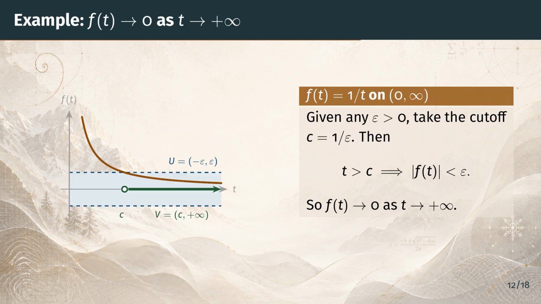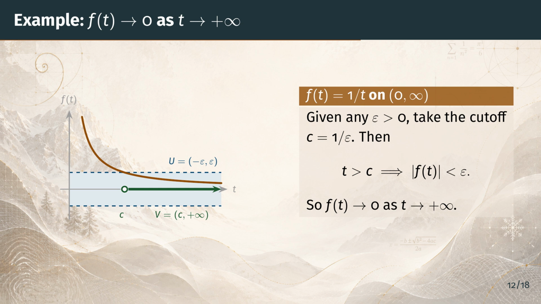The previous example let the target be infinite. This one lets the approach point be infinite, which is the other half of the section title. The amber curve is f of t equals 1 over t, and we ask what happens as t runs off to plus infinity. Now the roles swap. Your target neighborhood U of 0 is the blue band hugging the horizontal axis, stretching from minus epsilon up to plus epsilon between the two dashed lines.